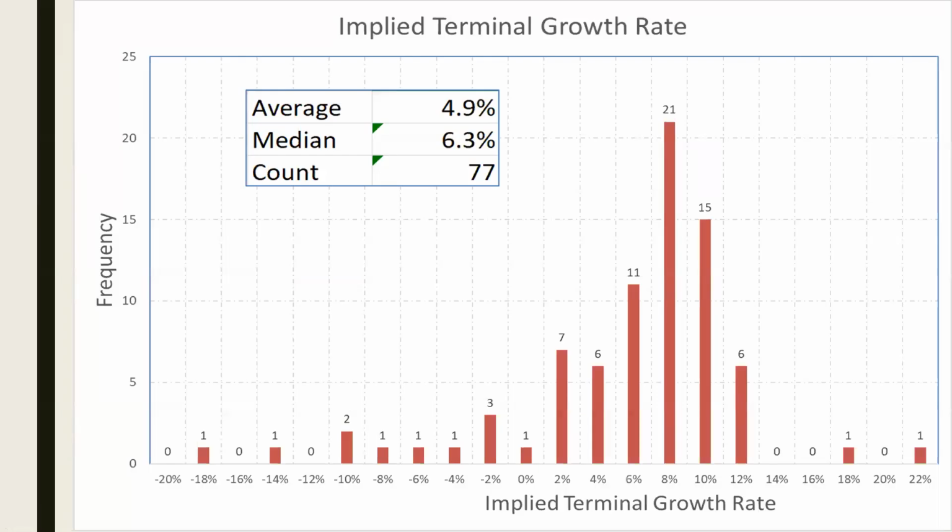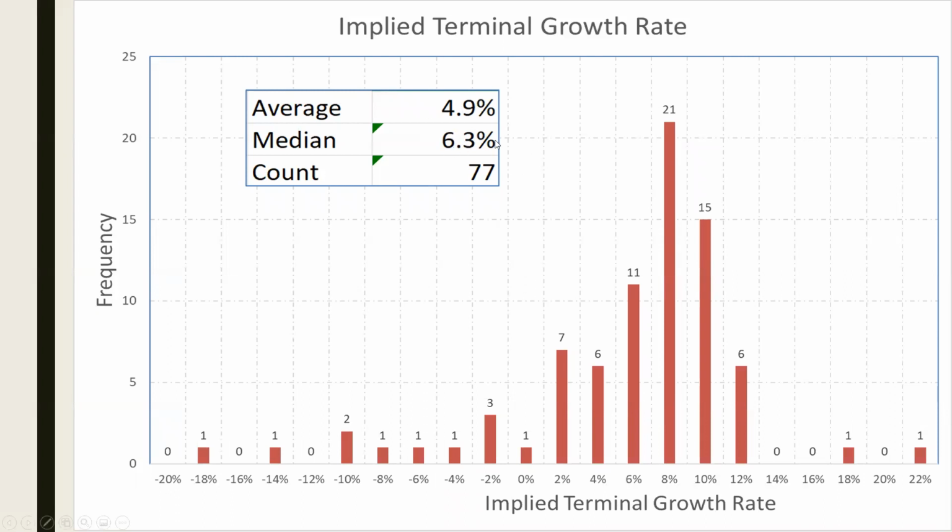So here are our results. You can see that the median implied growth rate was 6.3%. The average was about 5%. We lost 23 companies in the data that hadn't been around for the full 20 years. So there is some survivorship bias here.